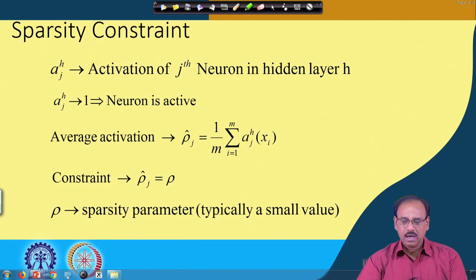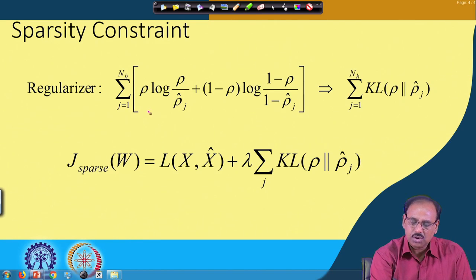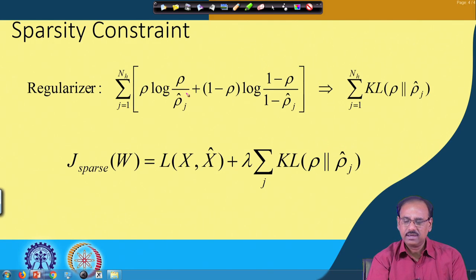Now, using this, I can introduce a regularization term. As we said, this regularization is on the activation, not on the weight values. So, the regularization term can be the KL divergence between the two distributions, one defined by rho j hat and the other defined by rho. The regularization term now becomes rho log (rho upon rho j hat) plus (1 minus rho) log ((1 minus rho) upon (1 minus rho j hat)). Take the sum of this over all the nodes in the hidden layer.